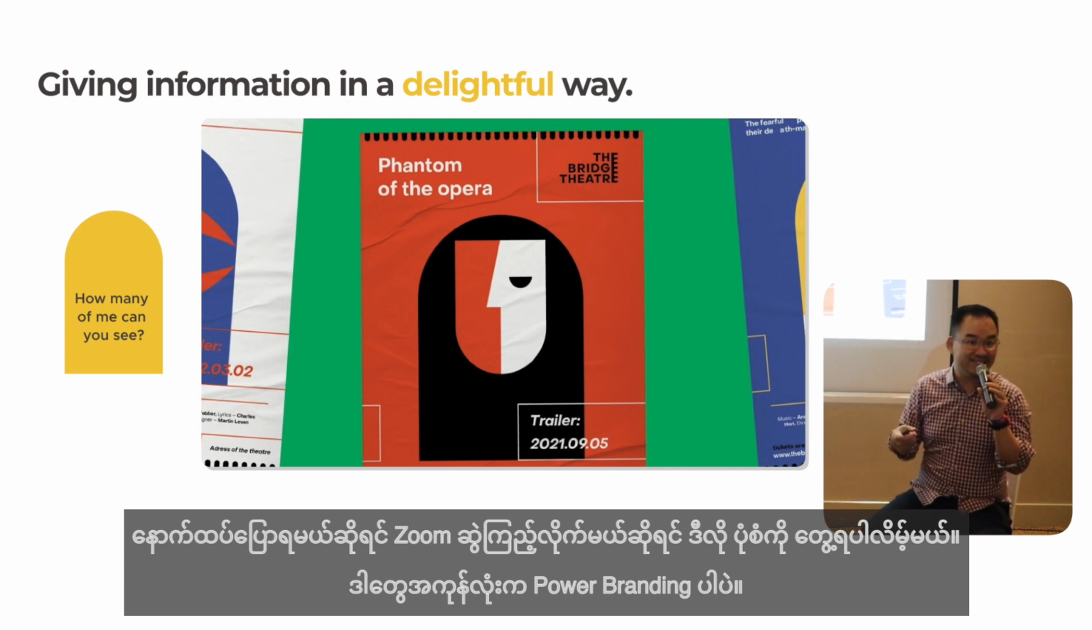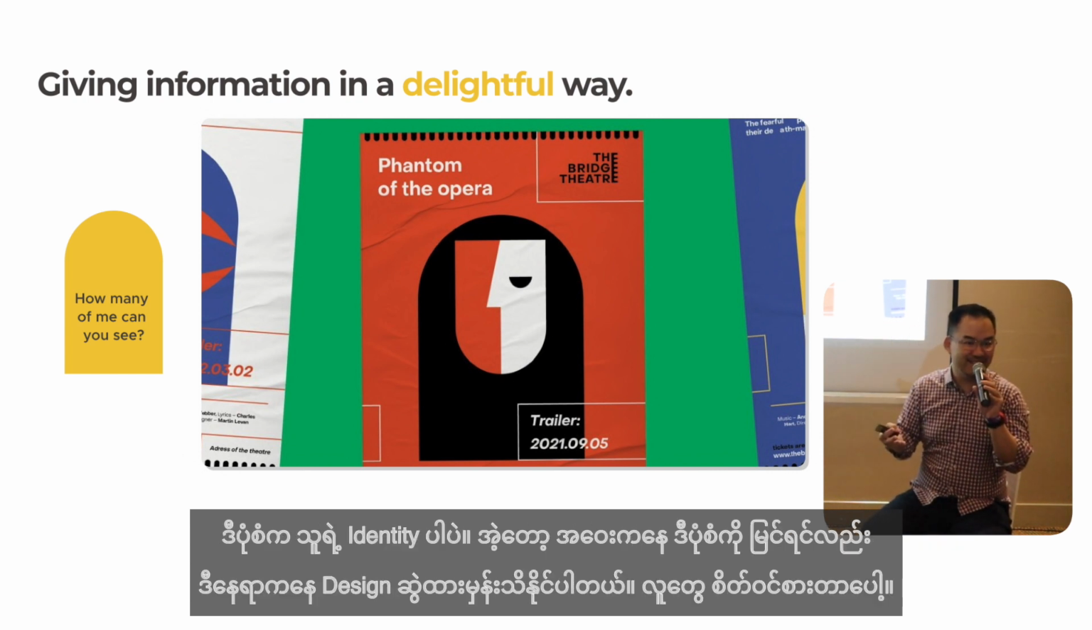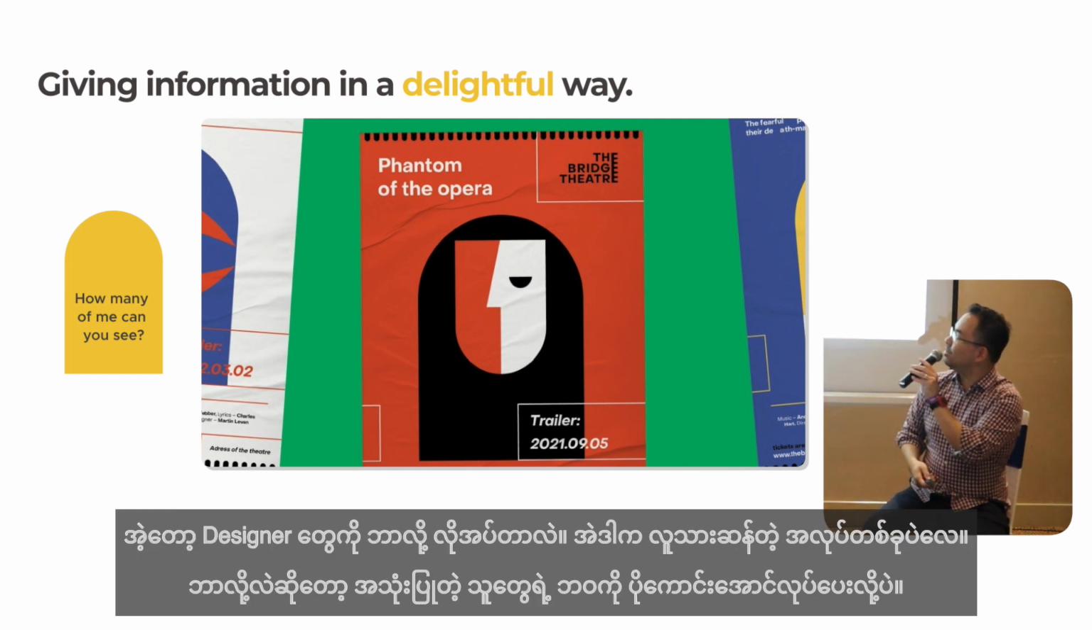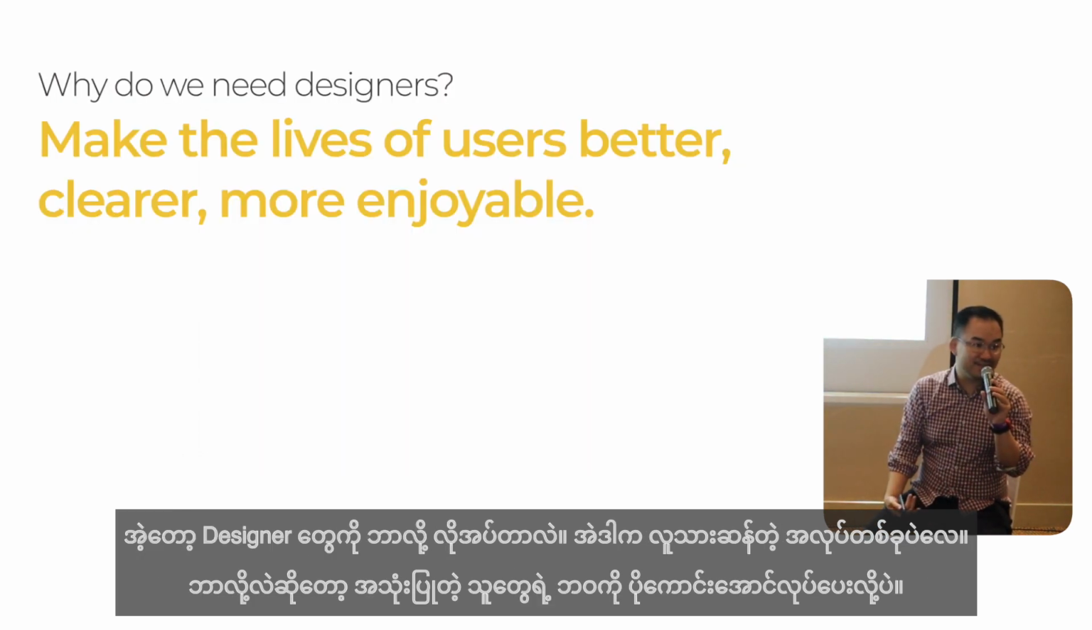But even more than that, when you zoom in, what do you see? You see the shape appear here. And you see the shape appear here. Right, and that's all part of branding. Right, that shape is part of the identity. So that maybe from afar you know, oh, this is from the Bridge Theatre. And maybe I'll be interested to go and see.